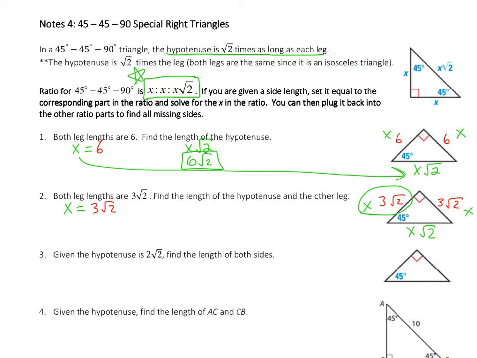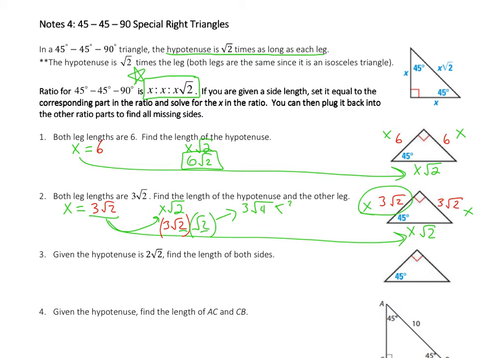Since we know that x equals 3 square root 2, I can take that number and put it into any of the green x's that I still have in my picture. Since the hypotenuse is x square root 2, I'm putting it in place of my x, so I have 3 square root 2 times square root 2. I need to simplify it. When we multiply square roots, if they're both underneath the radical, I can multiply them together, so that gives us the square root of 4, which is 2. That means we've got 3 times 2, and our hypotenuse will end up being 6.